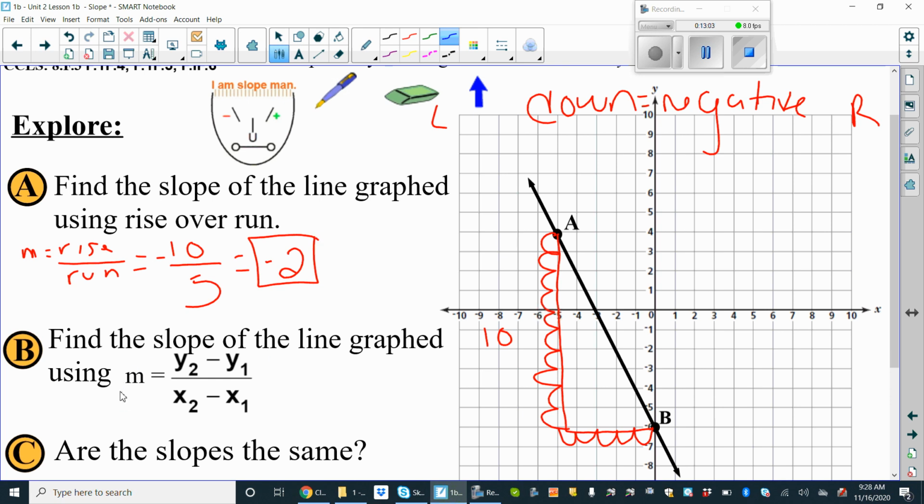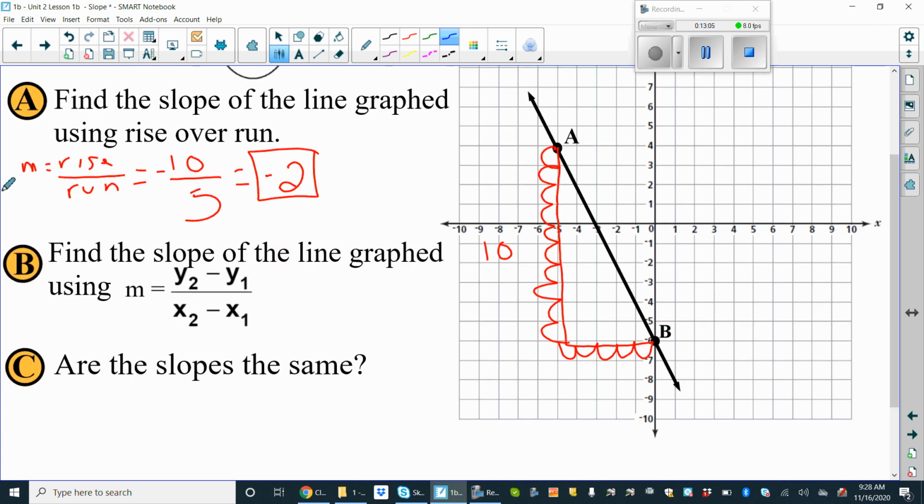Now we have to find the slope of the line graphed using the slope formula. In order to use this, we need to find 2 points. So we are going to use A and B. A, we have to write the coordinate from. So we start at 0. A's coordinate is -5, 4. And B does not move on the x-axis. So the x coordinate is 0, since it stays on the x-axis at 0. And it just goes down to the y, which is -6.